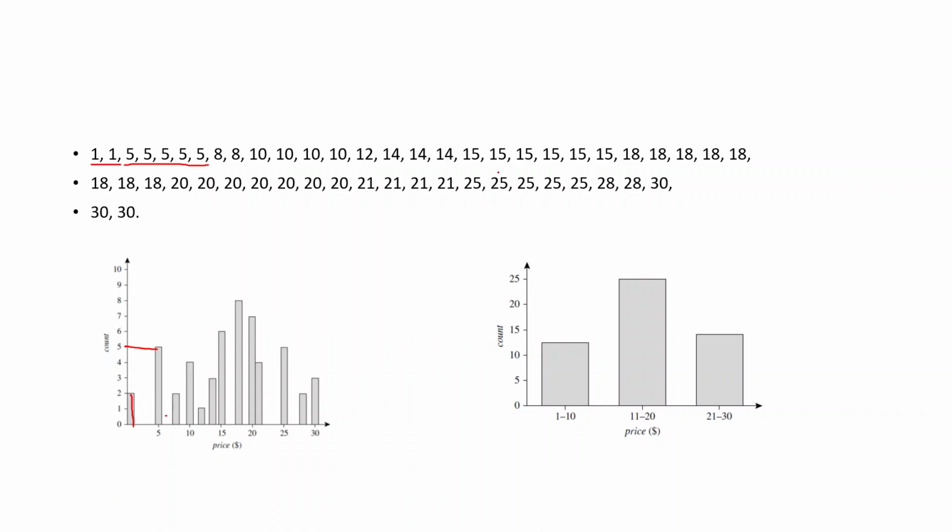The same data can also be represented using this distribution. So here in the 1 to 10 range, you've got maybe 12 values, and in 11 to 20, you've got 25 values, and so on. So this is a method for estimating the data in each of these ranges.